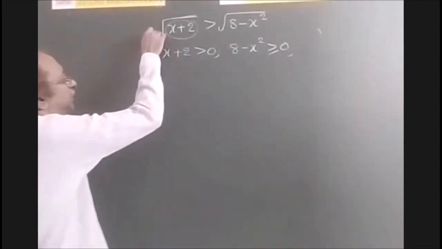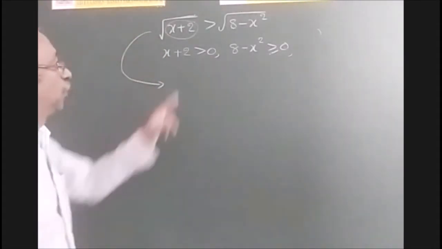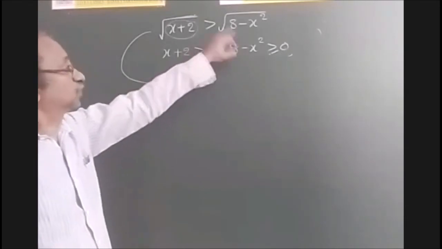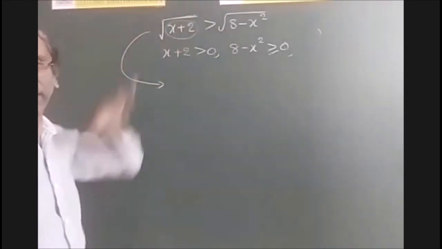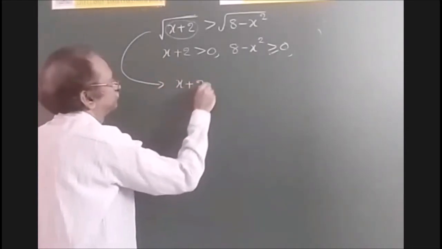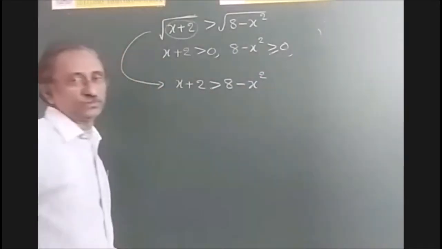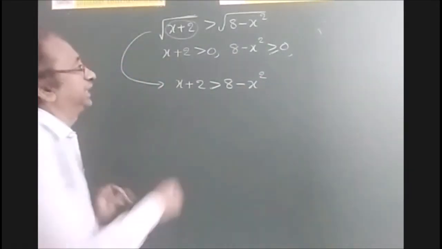Now keep it like that. What is the next step? Now squaring on both sides. Remember one thing: when both sides are positive, if you square, there is no problem, the inequality remains the same. Therefore, x plus 2 greater than 8 minus x square. So we have to solve three inequalities.